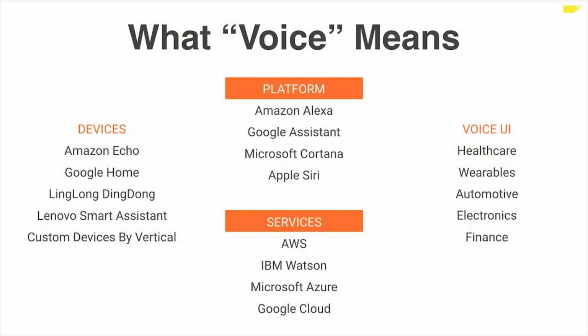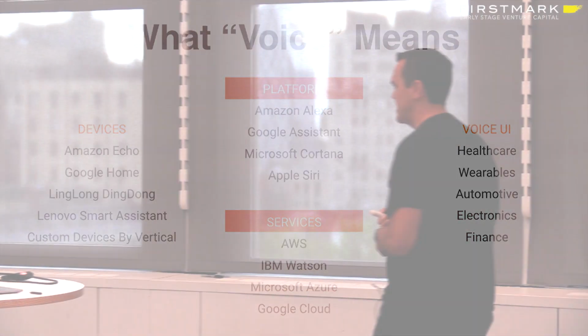So to talk a little bit about what voice means, and that it's more than Alexa, it's more than chatbots, a few of the things that are going on when you think about voice. So we have devices, so we have your Amazon Echo devices, your Google Home devices, maybe the greatest product name in the history of digital products, the Ling Long Ding Dong, which is a voice assistant in China. Alibaba actually just released a voice assistant. Baidu released a voice assistant in China.